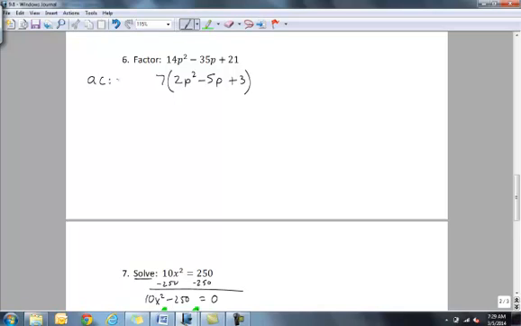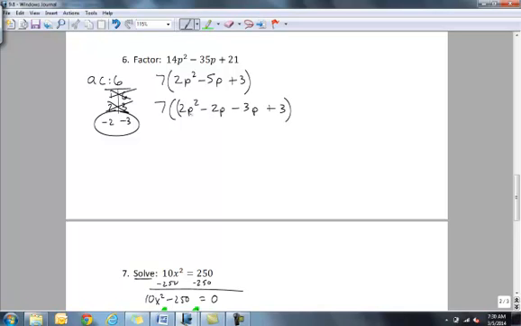And I need to find my AC. AC would be 2 times 3. Now I've got to figure out which numbers multiply to be 6 and add to be the b. So, you can probably jump to this. 1 times 6 isn't going to work because that adds to be 7. 2 times 3 is not going to work because it adds to be 5, but 5 is obviously very close. Negative 2 times negative 3 is positive 6, but they add up to be negative 5. So it's going to look like this: 2p squared minus 2p minus 3p plus 3. I've just split the middle out.